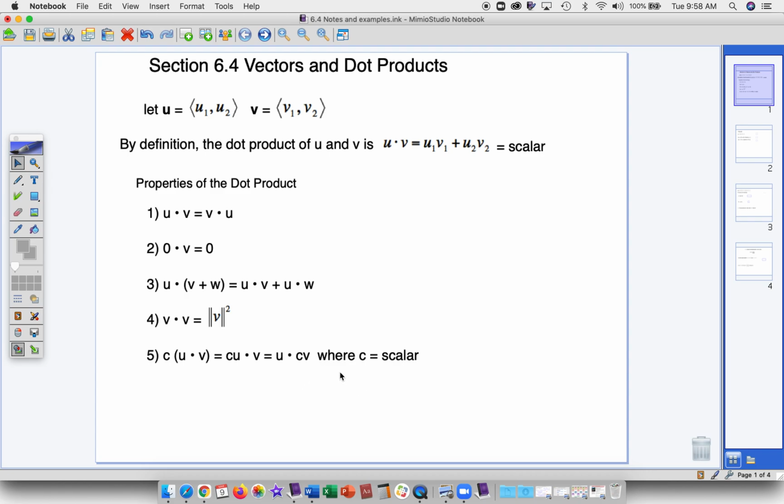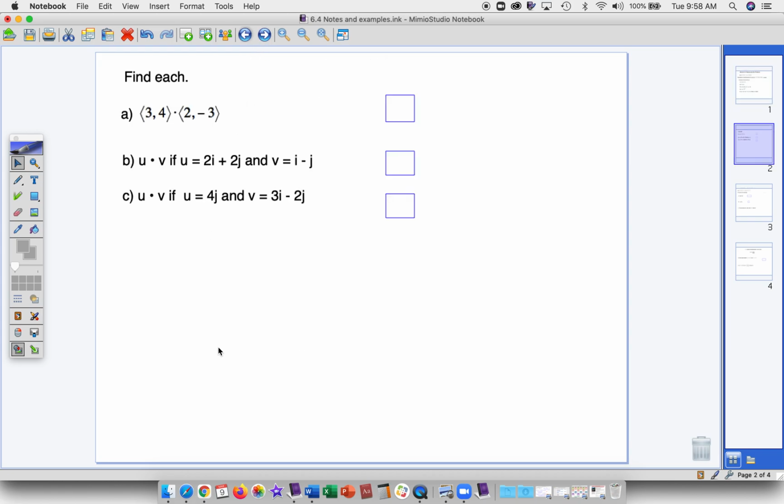And again, c would be a scalar. So if I'm multiplying the dot product by a scalar, I can multiply either of those vectors by the scalar and then perform the dot product. So find each of these. Pause your video, go ahead and find each of these dot products. Come back when you're done and we'll compare solutions.